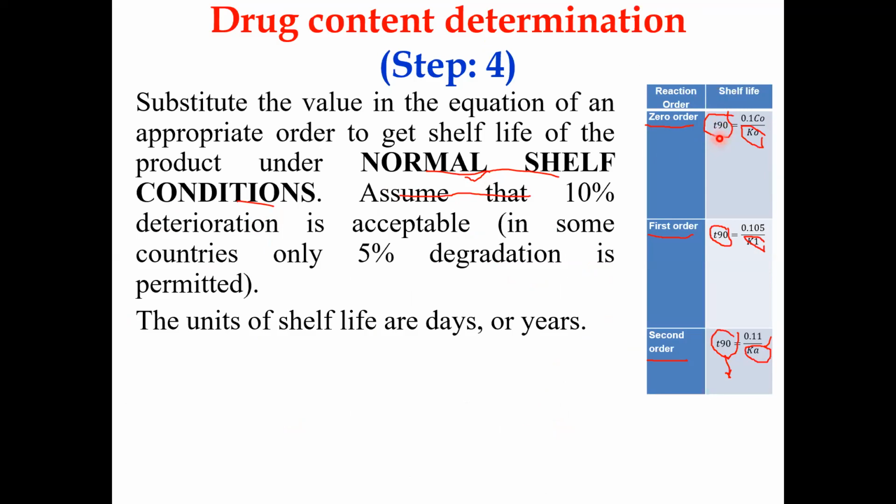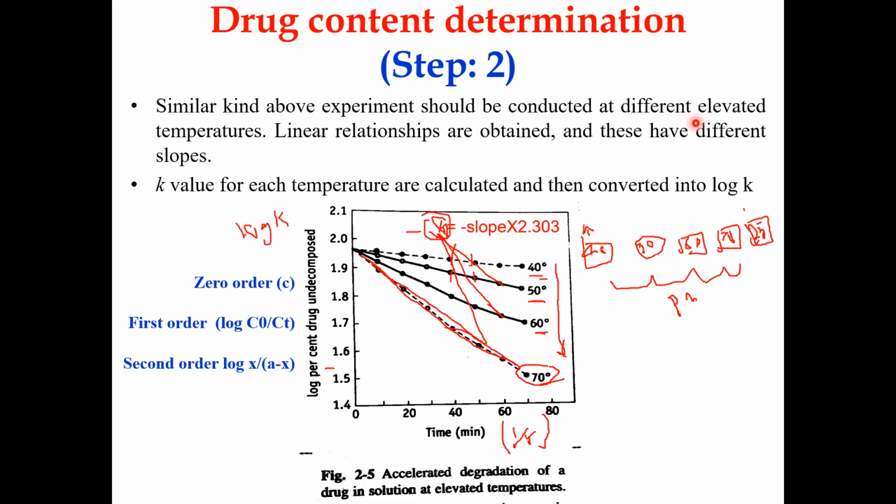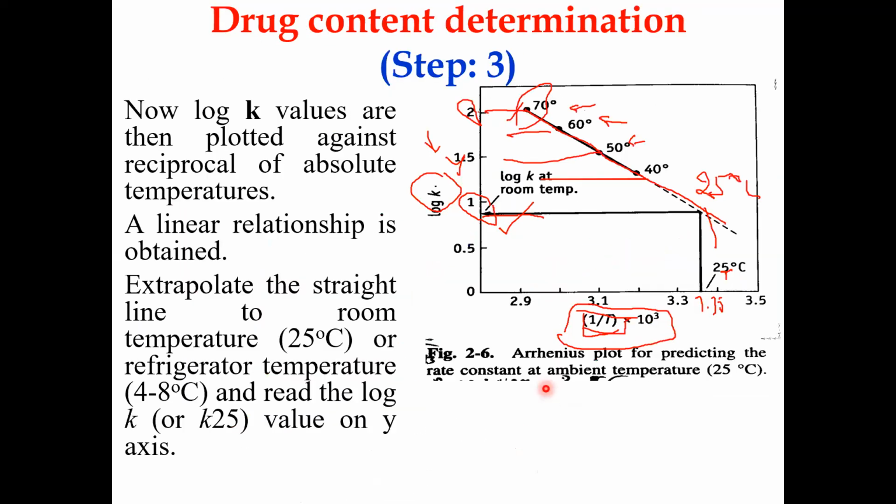Usually, if I want to get the T90 value, I should wait until the drug degrades by 10%. That degradation of 10% may take years together. Sometimes maybe 10 years, who knows? But I cannot wait that much time. So that's why I have accelerated the temperature, starting from 40, 50 to 70 degrees centigrade. Then I have extrapolated the temperature to room temperature.